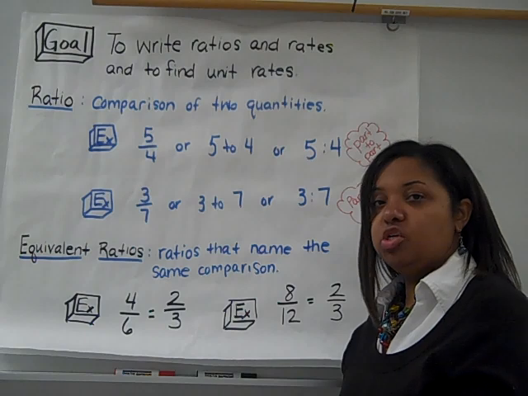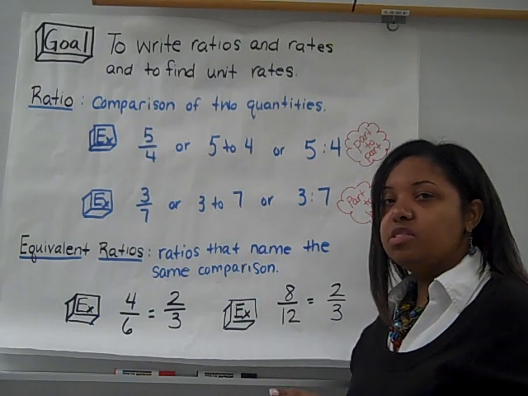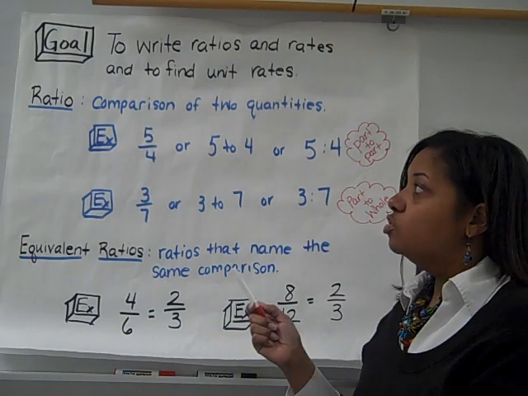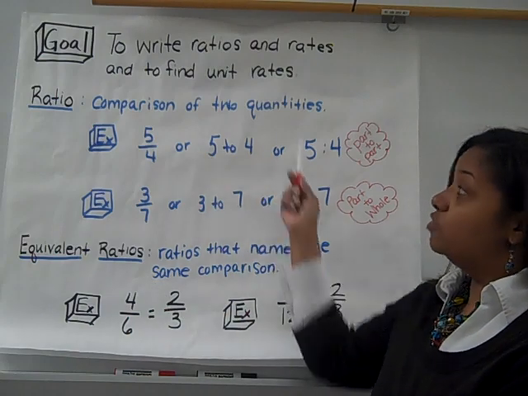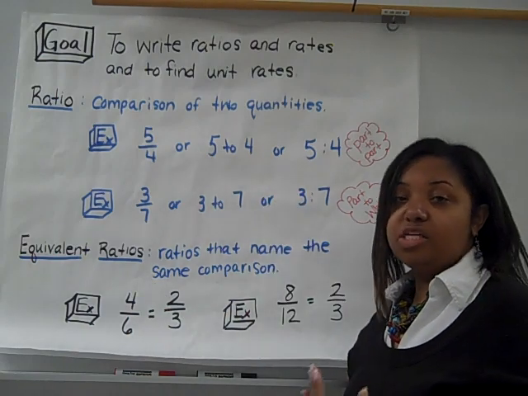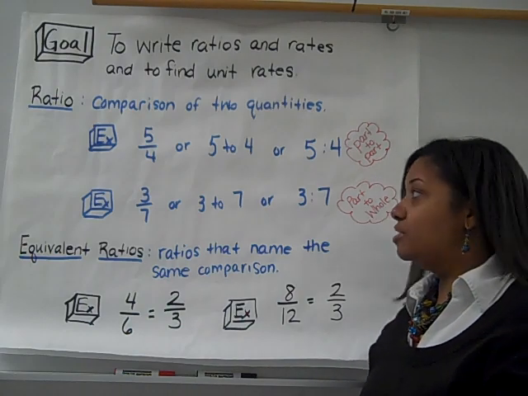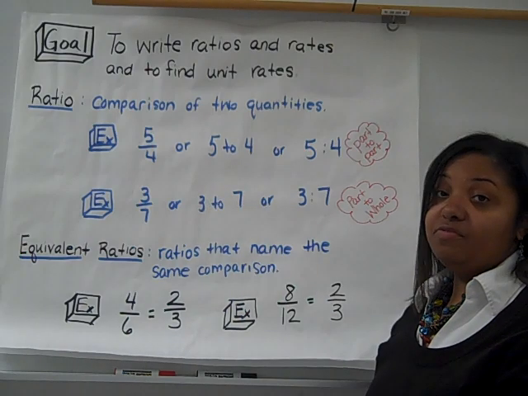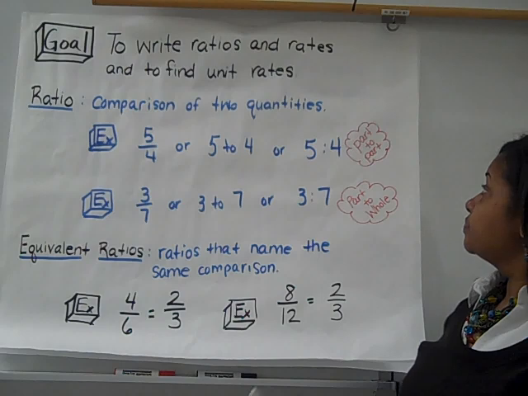We've talked about ratios in class before, so we're going to go more into that. But once again, you should be familiar with ratios. To remember, a ratio is a comparison of two quantities. Remember in class we talked about it's a comparison of two numbers. It can be written three ways: as a fraction, 5/4, or with a colon, 5:4.